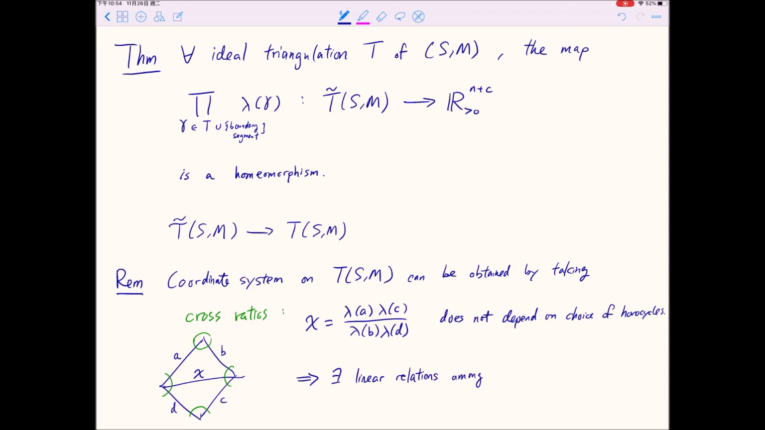So these cross ratios are not independent of each other, unlike the decorated coordinates. There exist linear relations among the cross ratios. More precisely, if you have a marked point and several arcs coming out from this marked point, so you have all the cross ratios associated to these edges, then we require that the sum of all the cross ratios around a puncture is 0. So the coordinates will not be independent.